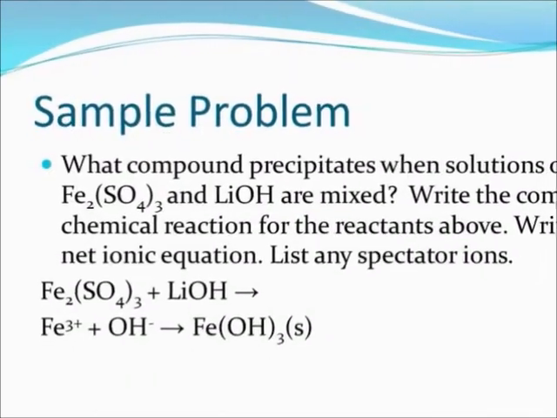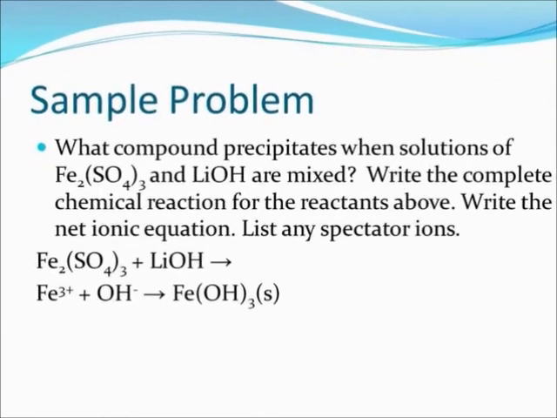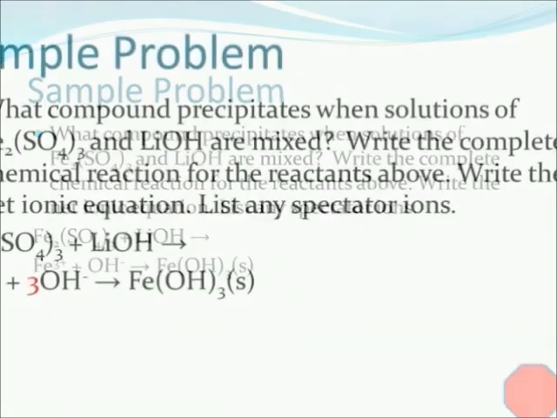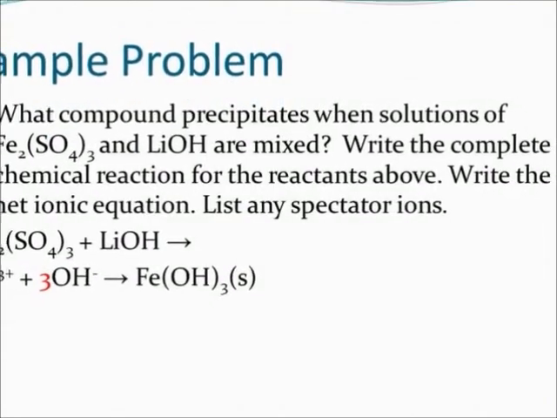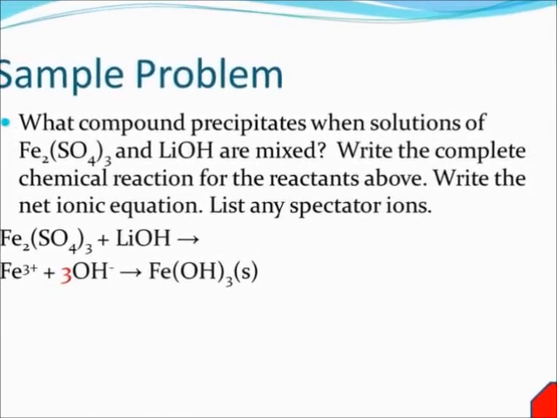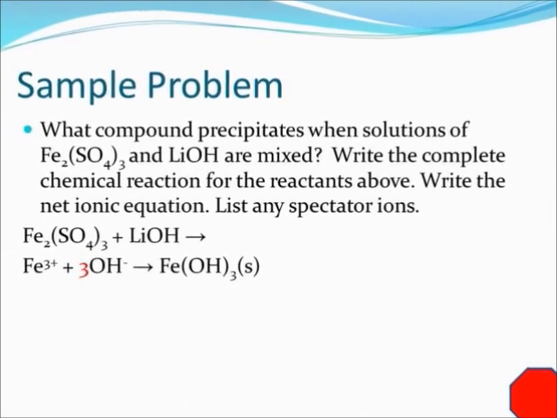So we just eliminate the spectator ions, and here we just need to balance the equation now. So pause the video, take a second, balance the equation, see what you come up with. Great, exactly right. 1 iron 3 plus and 3 hydroxides will make iron 3 hydroxide solid. The spectator ions were the lithium ion and the sulfate ion. Excellent job.